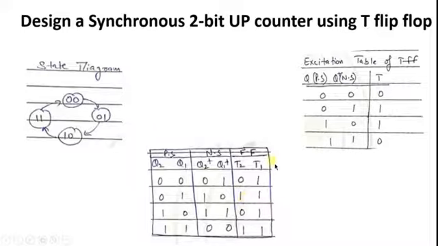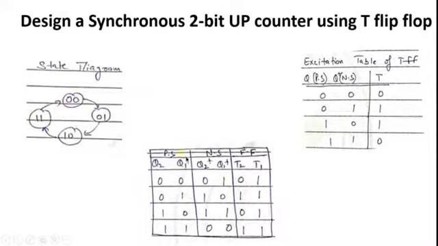Secondly, as per the state diagram, we mention the present state and the next state. As you can see here, present state is 00, its next state is 01. Then 01's next state is 10. 10's next state is 11, right? And 11's next state is 00, as is visible from the state diagram.